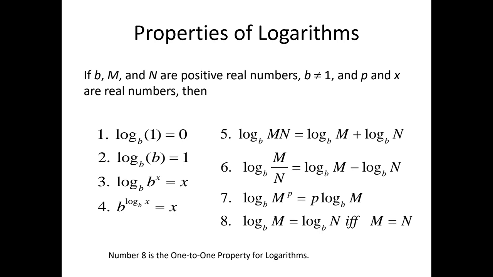Okay, and then this next one, 7, is called our power rule. If I have a log and an exponent on it, I can multiply that exponent in front of the log. This becomes p times the log base b of m. And again, this one is also our one-to-one property. If I have a log base b of m equal to a log base b of n, the only way these two logs are equal to each other is if m and n are the same input values.